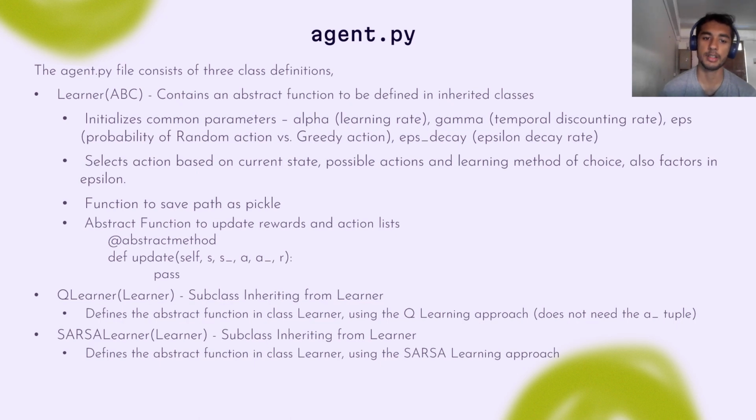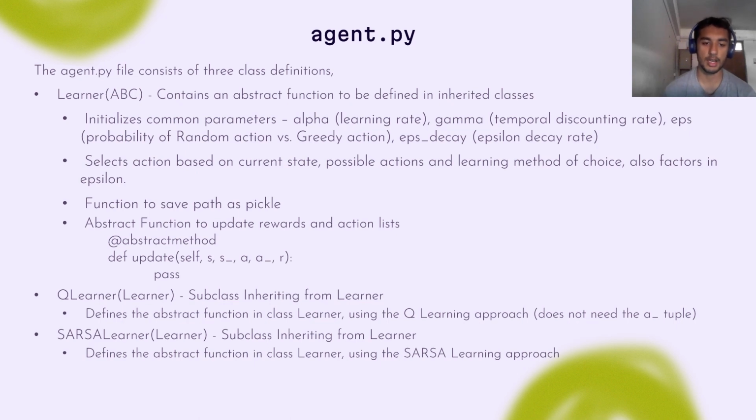We'll see that later. It initializes common parameters: the learning rate alpha, the temporal discounting rate gamma, the epsilon value, that's the probability of choosing a random action versus choosing a greedy action, and the epsilon decay rate. Then it also selects actions based on the current state, possible actions, and its learning method of choice, and it also factors in the epsilon that was initialized in the previous function.